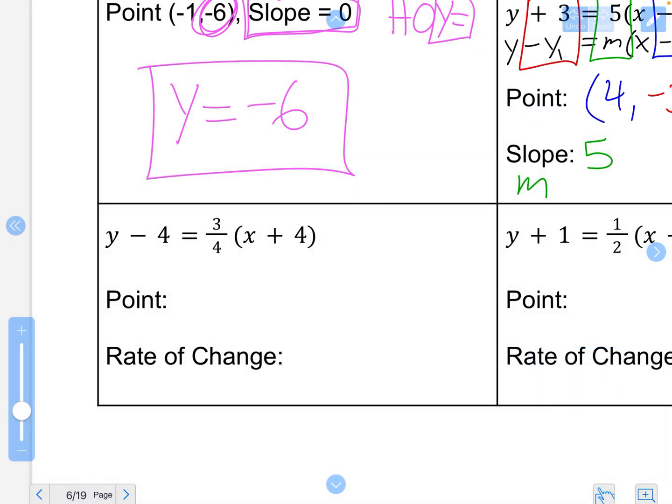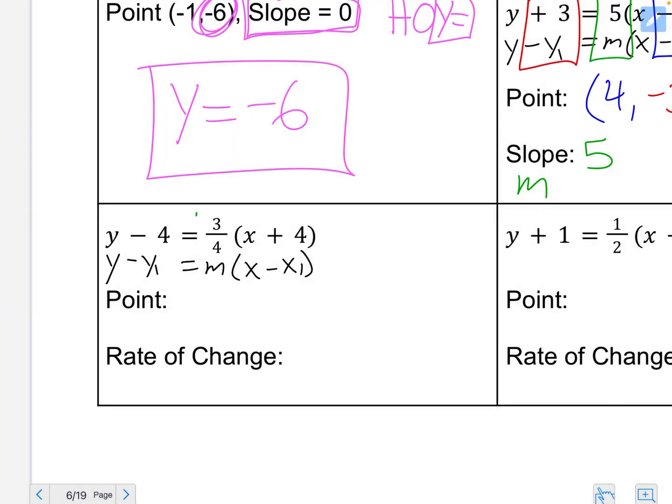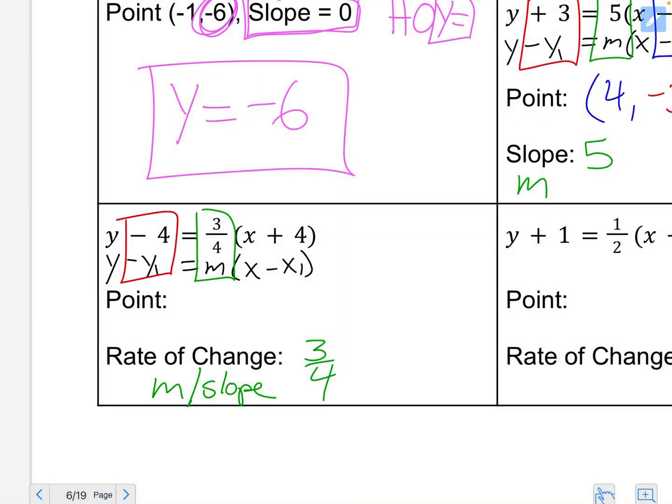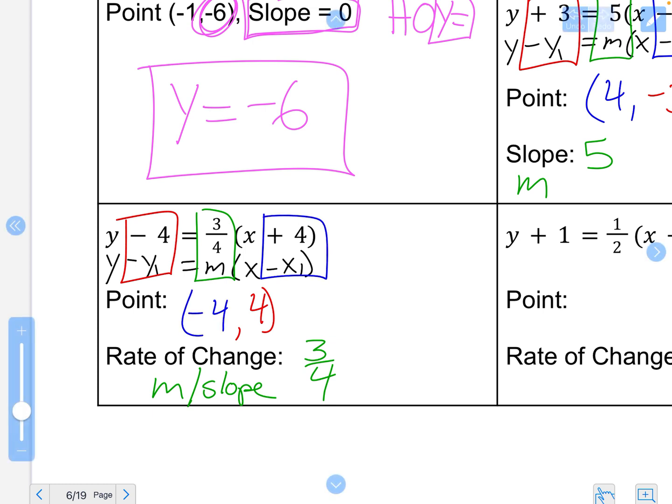So again, when I see it in point slope form, y minus y1 equals m times x minus x1, our slope is our m. Our rate of change is the same thing as our m or our slope. So we know our rate of change is 3 over 4. We look at our y value. We've always got to remember to flip the sign. So our y becomes a positive 4. And then we look at our x value. We've got to flip the sign so it becomes a -4.